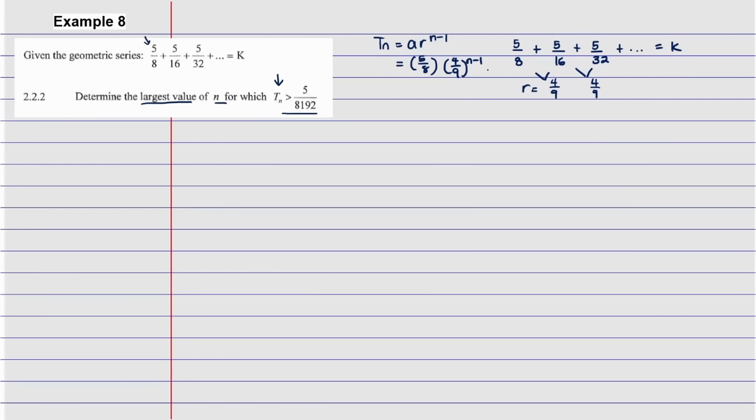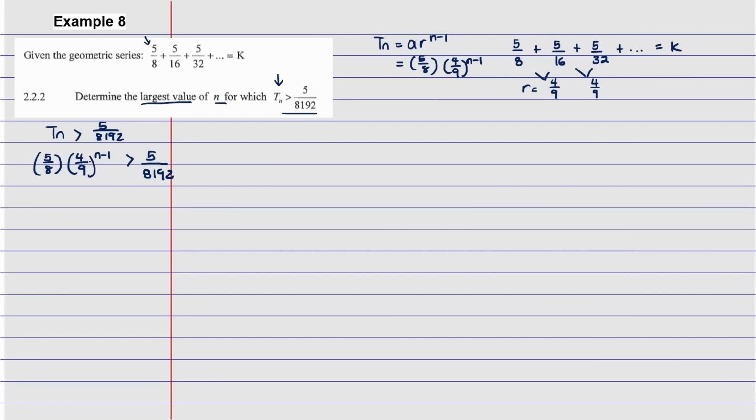So now we have our Tn. Let's substitute our Tn here. So it's going to be Tn is greater than 5 divided by 8192, right? So this is going to be the same as 5/8 times (4/9) to the power n minus 1 is greater than 5 over 8192, right?